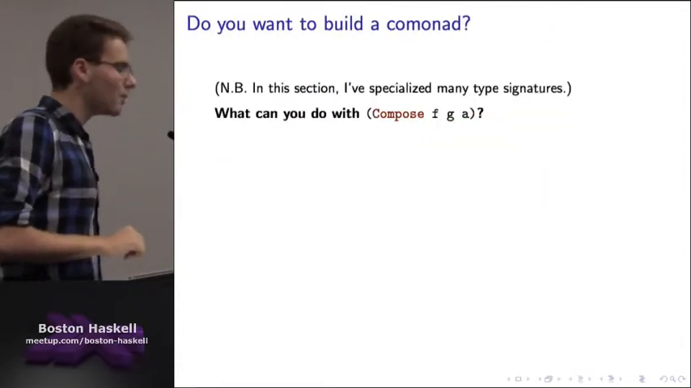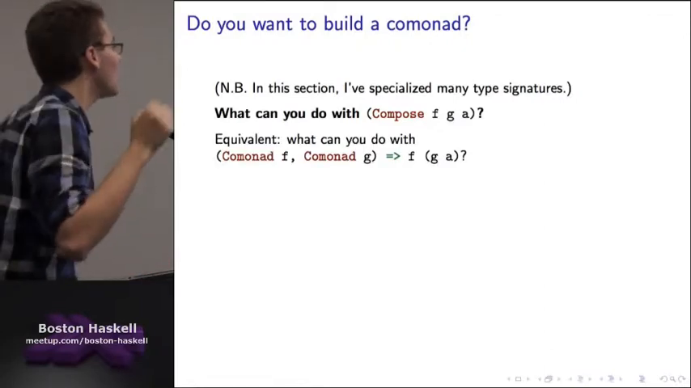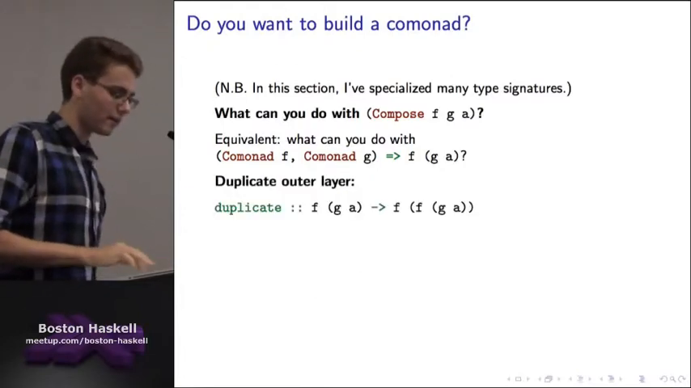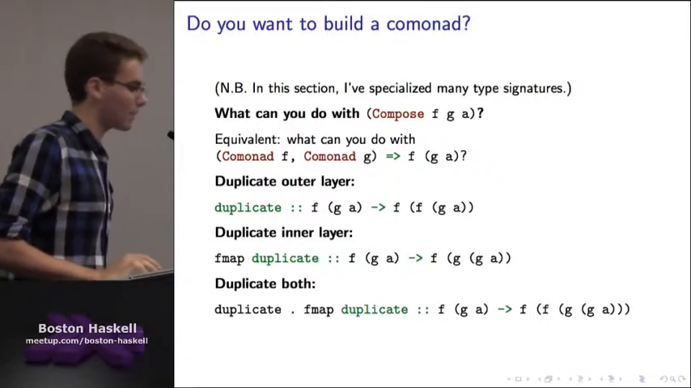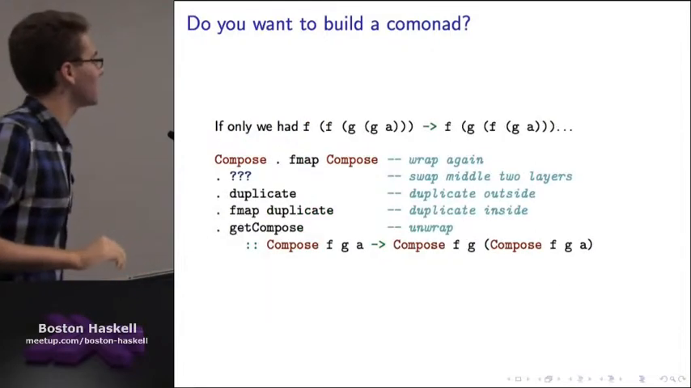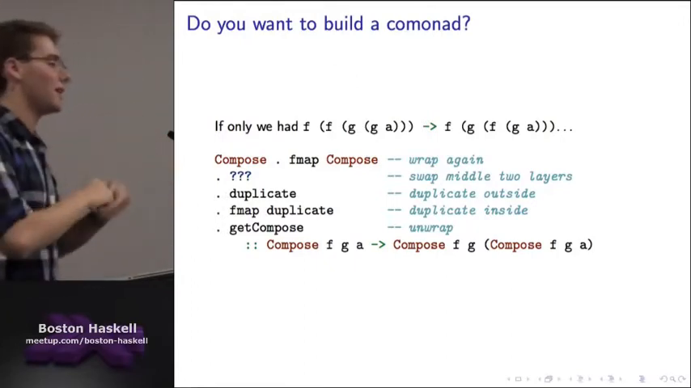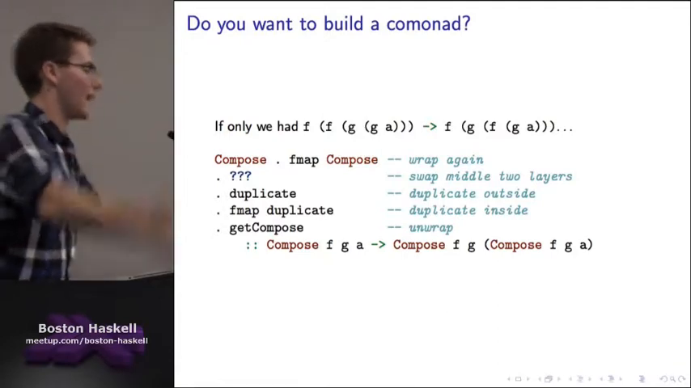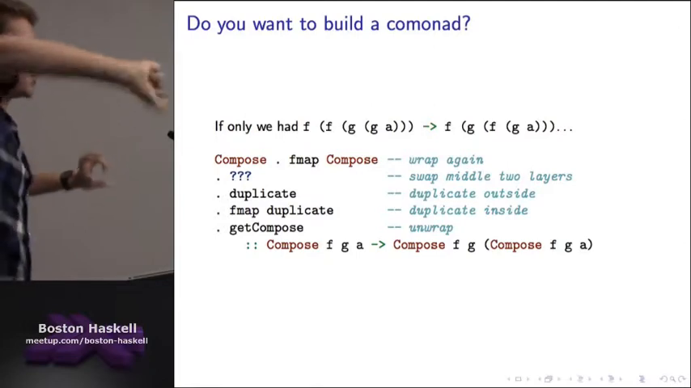Well, what can you actually do with a Compose F G A? It's the same question as saying, what can you actually do with an F of G of A? So you can duplicate the outer layer, you can duplicate the inner layer, or you can duplicate both. And this almost gets us where we want. Because if we had some function that took an F of G of A and gave us back an F of G of A, then we would have exactly the function signature that we need, because we duplicate both layers and then swap the middle two.